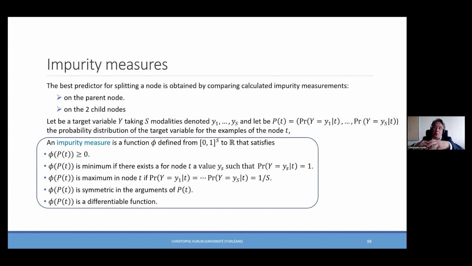For instance, if I have a node in which I have only black elements, the impurity is low because all the people have the same Y value. If I have a mixture, then the impurity is high, and the impurity is maximum when the probability to observe black and white is equal.